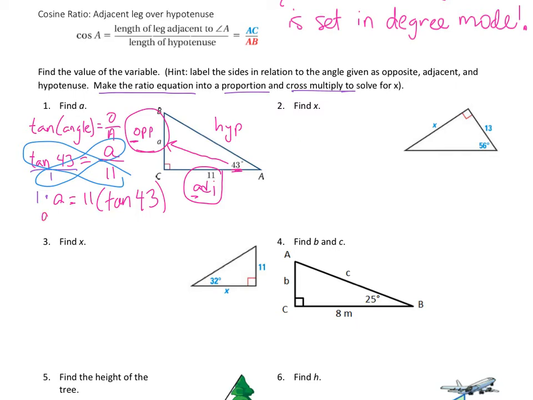Next, when we simplify this, this gives us A equals 11 times the tangent of 43, and if I type that in, I get a bunch of decimal numbers. So I get 0.932515 if I list a bunch of them out. And now if we multiply it, we get that our letter A is equal to 10.258.